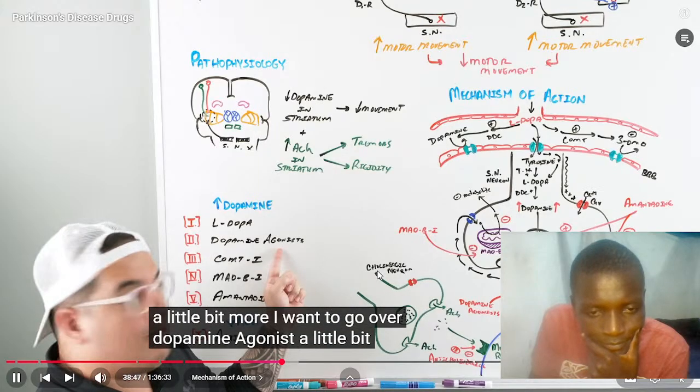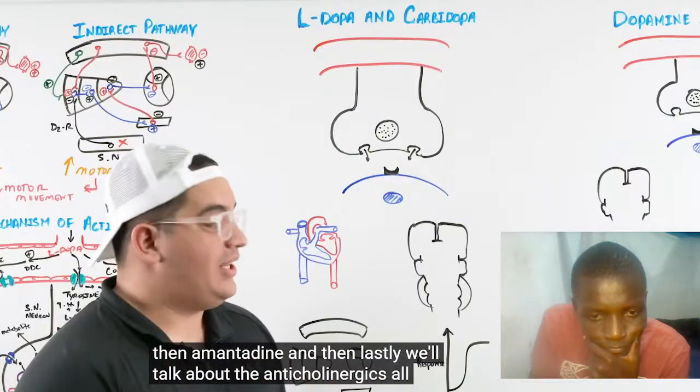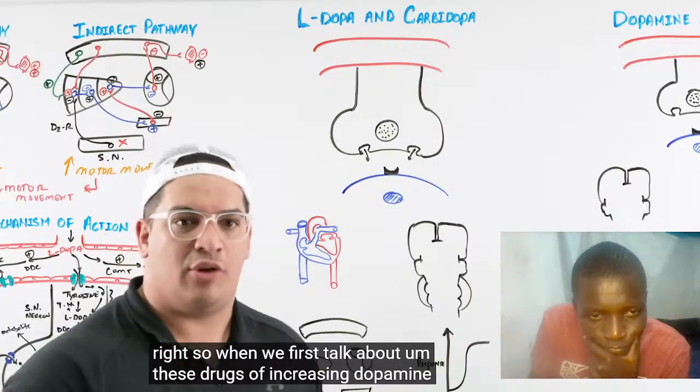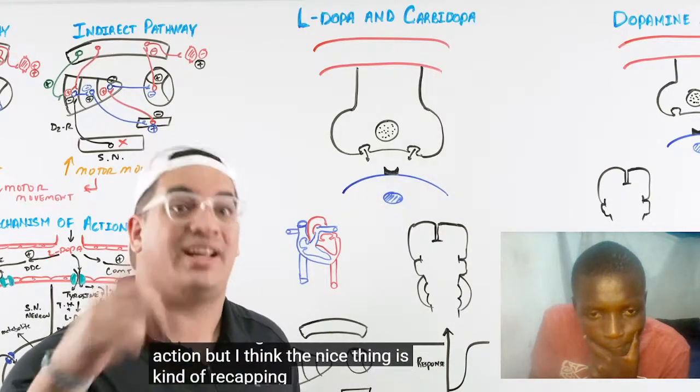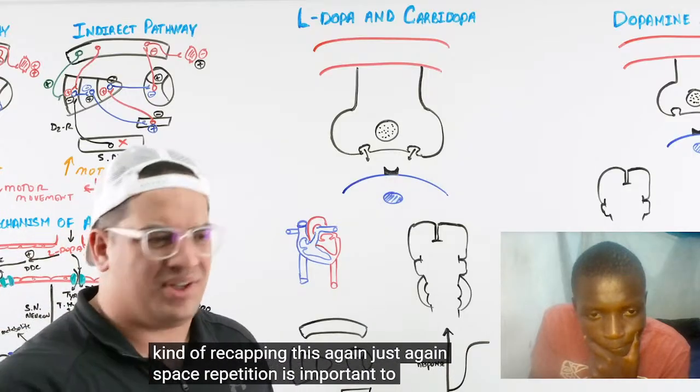I want to go over these inhibitors, and then amantadine, and then lastly, we'll talk about the anticholinergics. All right, so when we first talk about these drugs of increasing dopamine in the striatum, we're going to talk about L-DOPA first. We already have the understanding of their mechanism of action, but I think the nice thing is kind of recapping this again. Just again, spaced repetition is important to kind of keep going over these things.